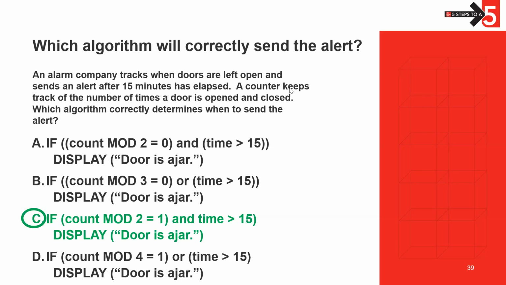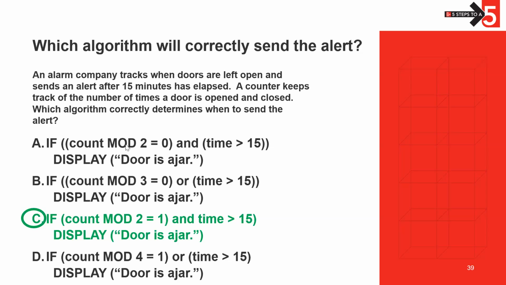So if we have a counter keeping track of that, then when it's open, it's 1. When it's closed, it's 2. Open again, 3. Close 4. Open 5. Close 6. So the pattern you should see is that whenever it's open, the number is odd. And then whenever it's closed, it's even. So then we just have to check our options here to see which one of those correctly alerts for that.